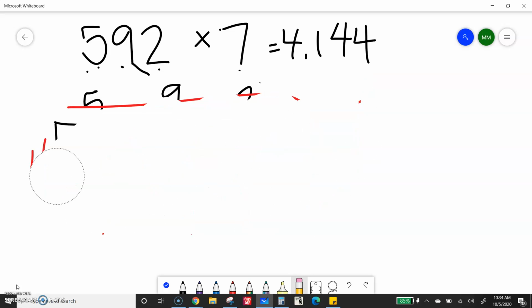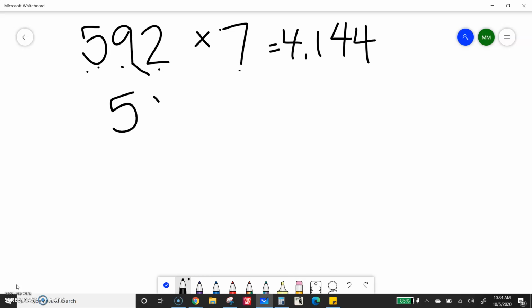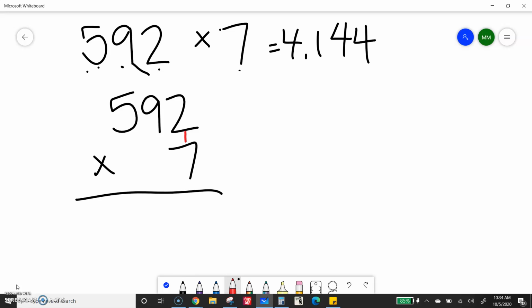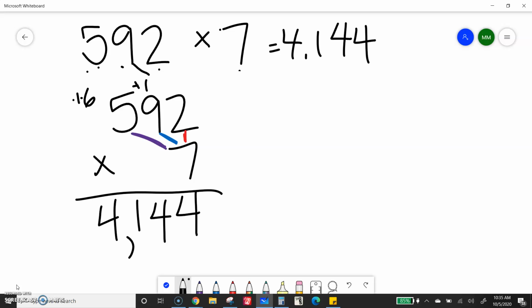And the last strategy, hang in there with me, is sort of the standard way. Times 7, I can do 2 times 7, so that's 14. Write the 4, carry the 1. Next I go 7 times my next place, my 9 is 63, plus 1 is 64. Now my last place, 7 times 5 times the 100 place, that's 35, plus 6 is 41. So again, same answer, different strategy.